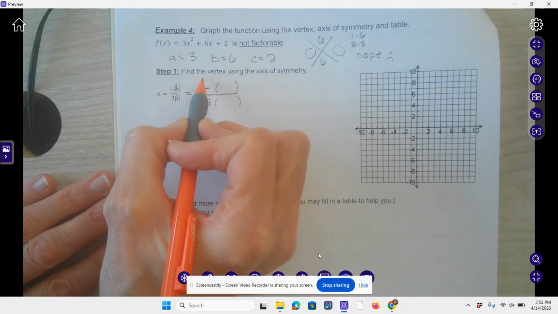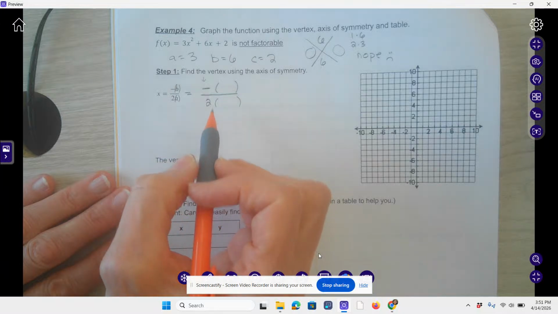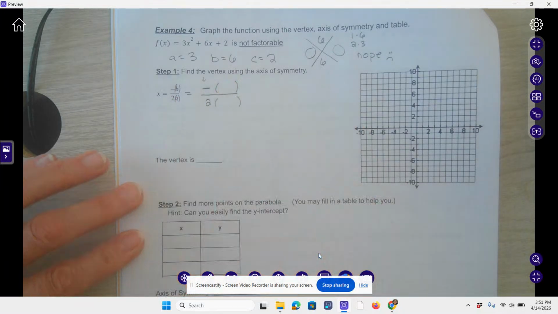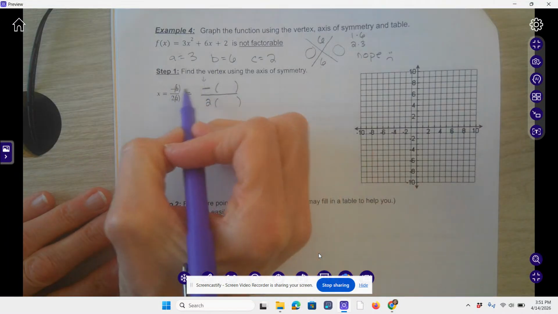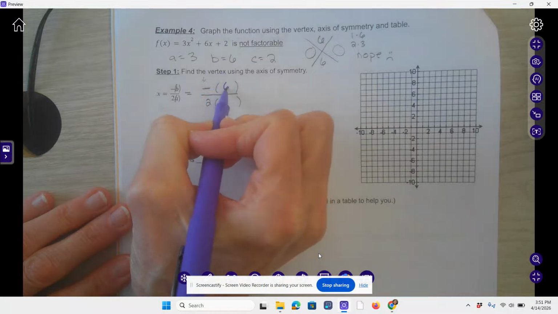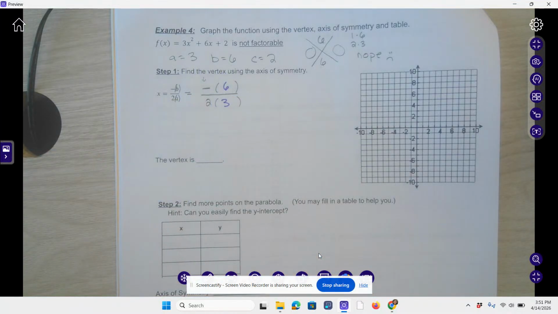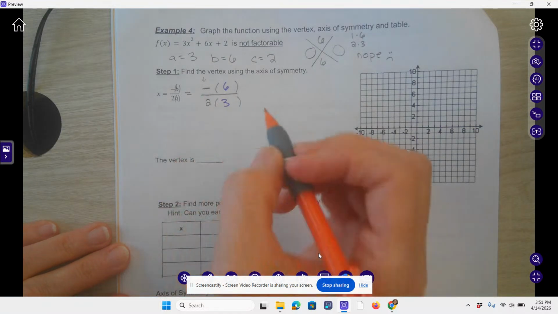Make sure you have that negative out in front. It's negative b over 2a. Now, I'm going to substitute my a and b in there, but use different colors. So my b is 6, and my a is 3. Okay, don't skip writing this step, and don't forget that negative.